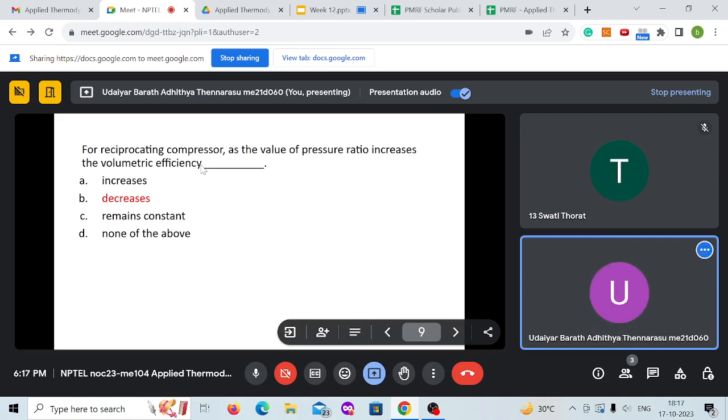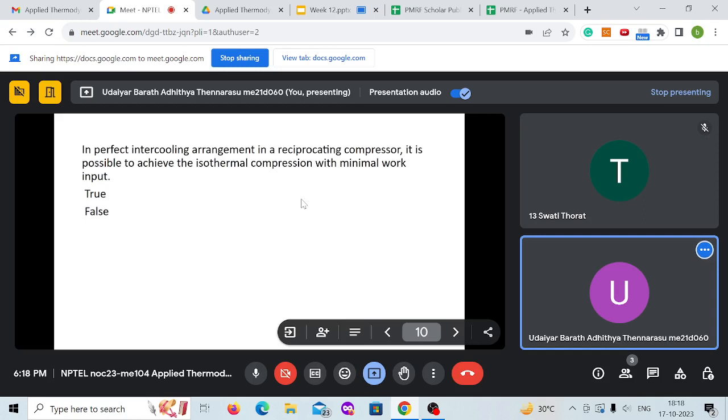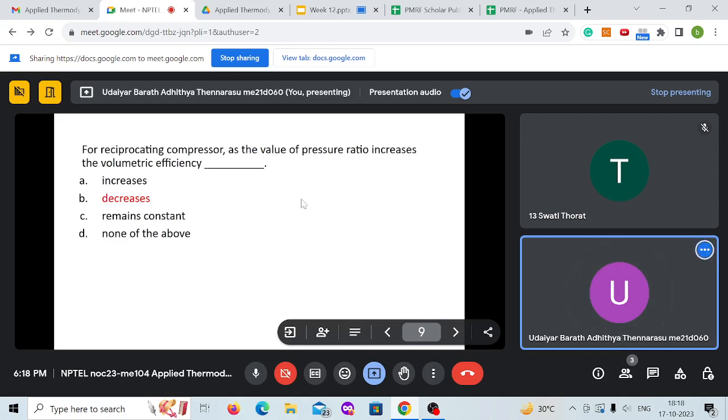So the volumetric efficiency will decrease, and the formula says the same thing: 1 minus C times ((RP) raised to 1/gamma minus 1). If the pressure ratio goes up, there's a negative sign, so your volumetric efficiency will go down. The next question, I hope the previous explanation was clear. If you have any query, you can ask anytime.